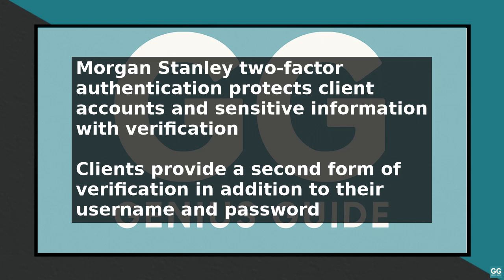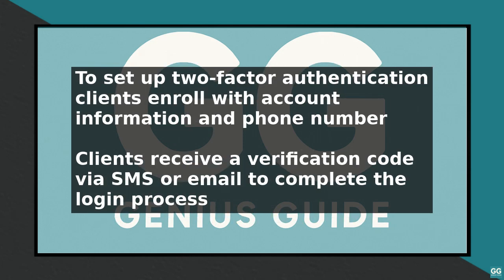The two-factor authentication process involves the following steps. First, the client enters their username and password on the Morgan Stanley website or mobile app. If the credentials are correct, the system will prompt the client to enter a verification code sent to their registered phone number or email address. The client must enter the correct verification code to access their account.